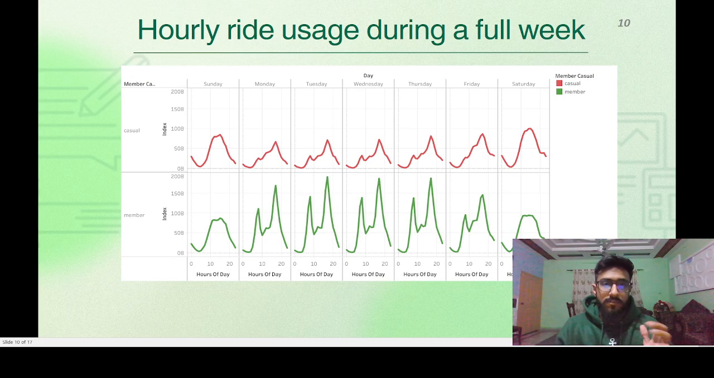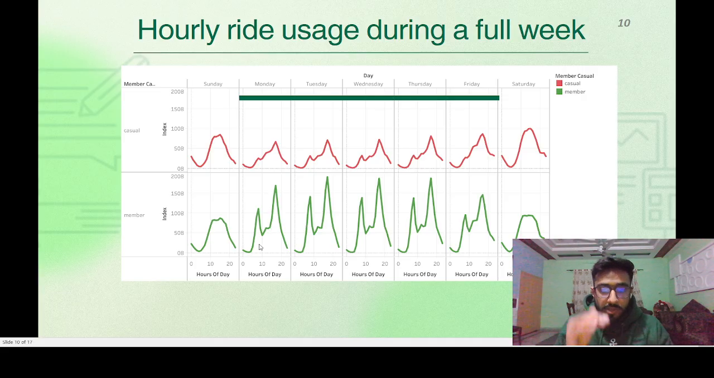So next we have the hourly based, much more detailed analysis of the full week's ride usage. Here we can see the members and the casual riders from Sunday till Saturday, and each graph represents the full 24 hours, right? So if we look at the weekdays first, the working days, Monday till Friday, we can see that the membership riders are following the same pattern.